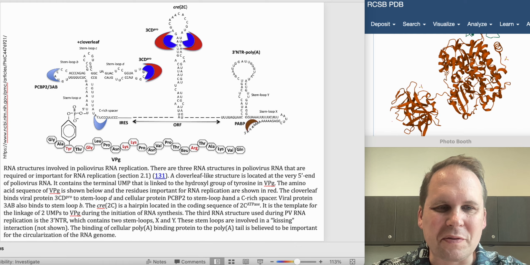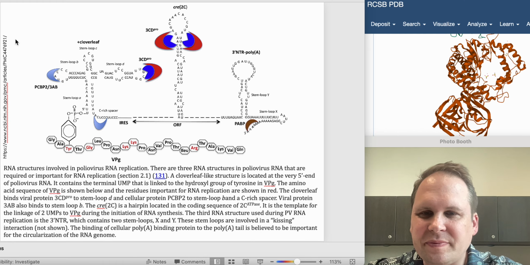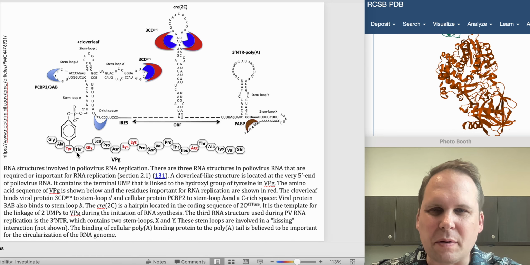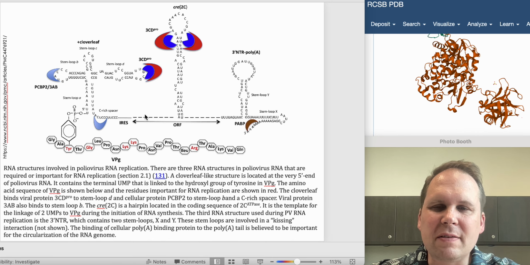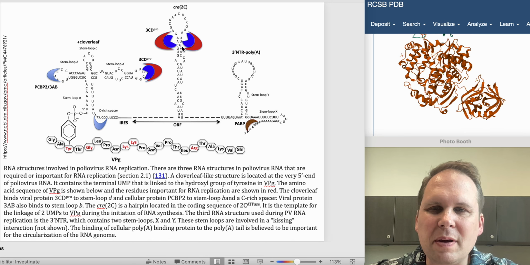Here is an updated take on Picornavirus replication. So, in the Picornavirus genome, there is a small element that can fold up into a stem loop, and it's called the cis-acting replication element. CRE, cis-acting, C-I-S, acting replication element.